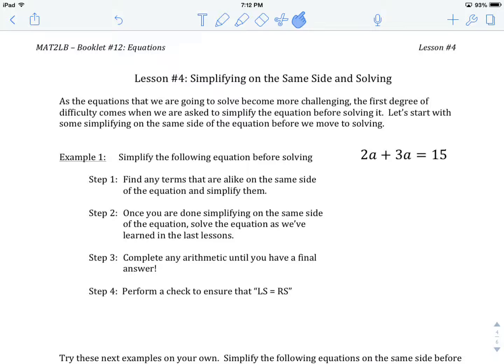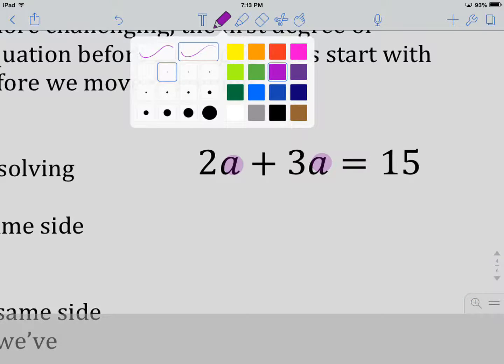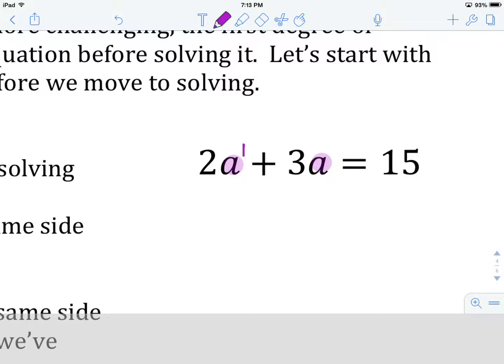So let's have a look at example number 1. Simplify the following equation before solving. So we have 2a plus 3a equals 15. So our first step is to find two terms that are alike if they're there, and there's a 2a and a 3a, so they both have the same variable raised to that same exponent that, although it's not written, is 1 for each of them. So we have two like terms, 2a and 3a, and we are going to combine them.